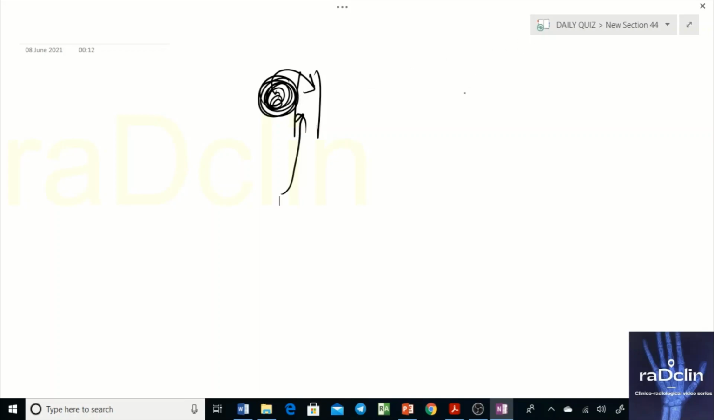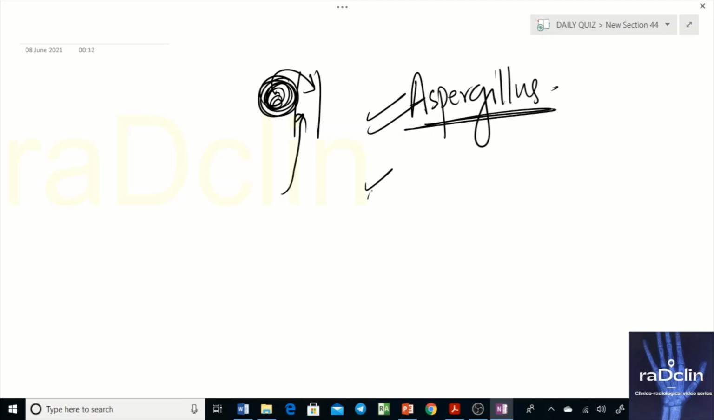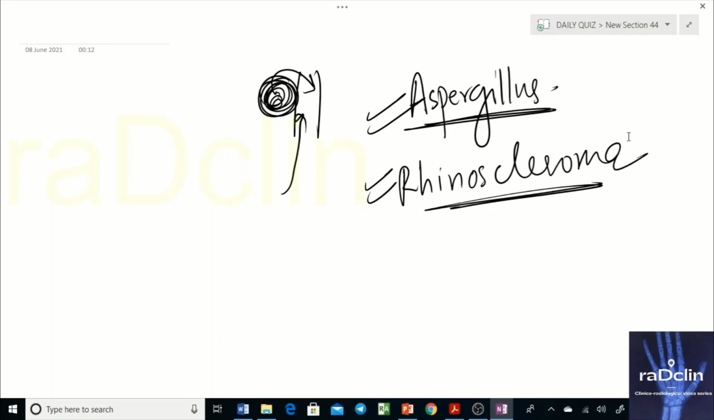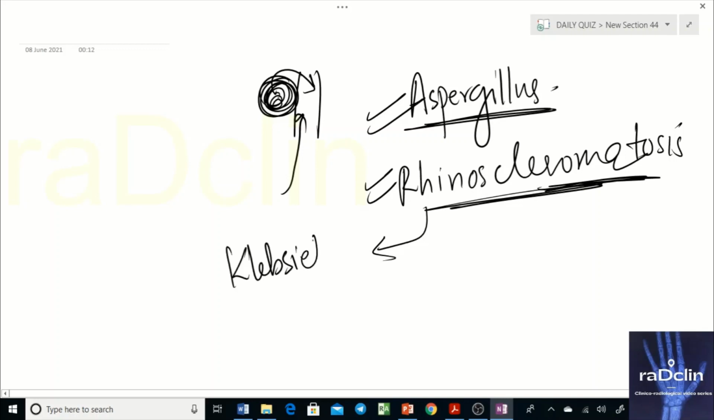There are two more important ones that we'll discuss when we discuss the infections. One is aspergillus. Aspergillus also involves trachea and bronchi, and causes aspergillus tracheobronchitis. Another infection is rhinoscleroma. Rhinoscleromatosis is the disease it causes. It typically involves your paranasal sinuses and nasal cavity, and it's a Klebsiella infection. It can involve trachea also.